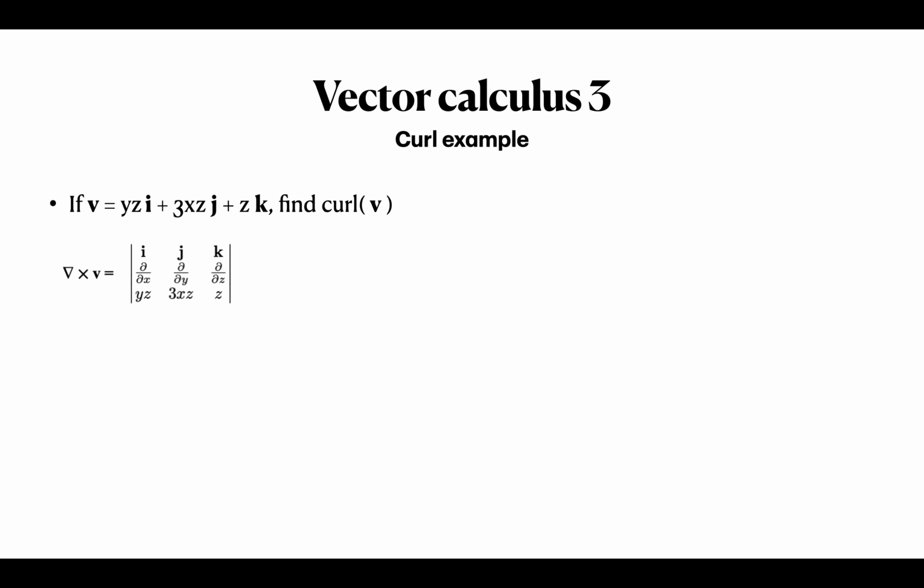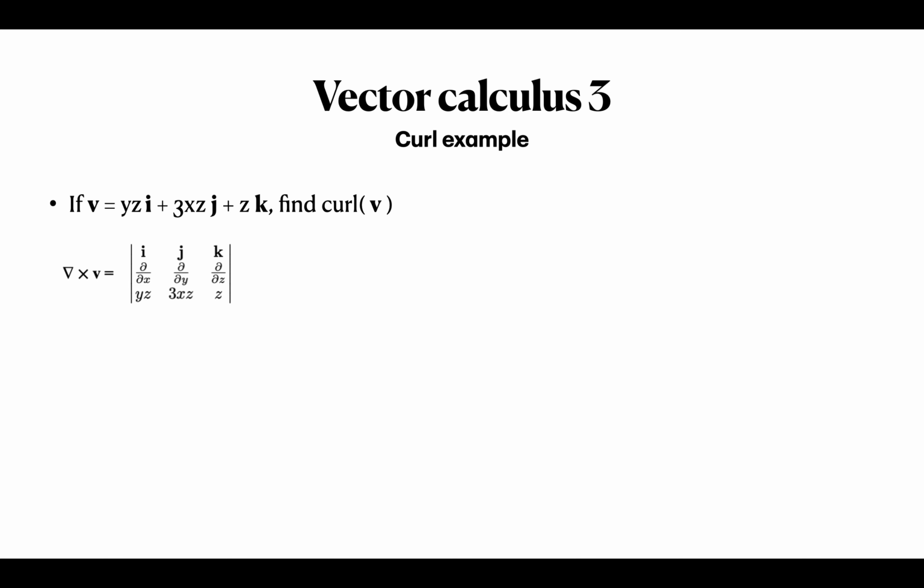So what I did there is i, j, k is always the same. The second row is always the same: delta delta x, delta delta y, delta delta z. And the third row changes depending on the vector you're getting the curl of. In the third row, the first component is the first component of the vector, so you get yz. Then you get 3xz for the second element of the third row. And finally the k component gives you the last element of that row, which is z.